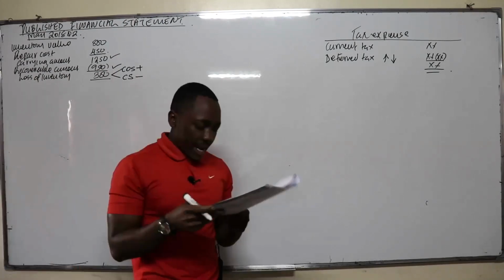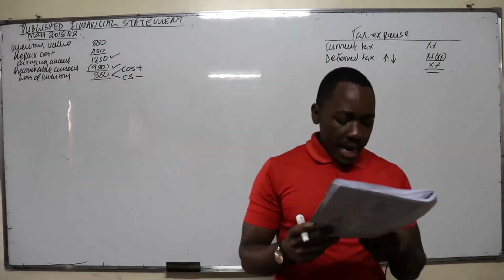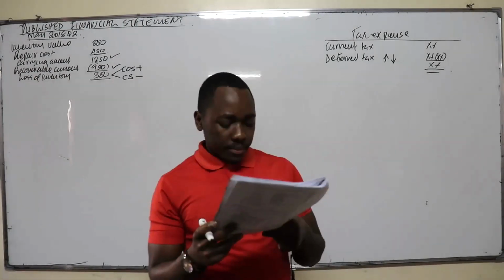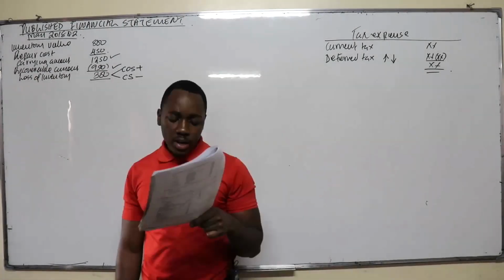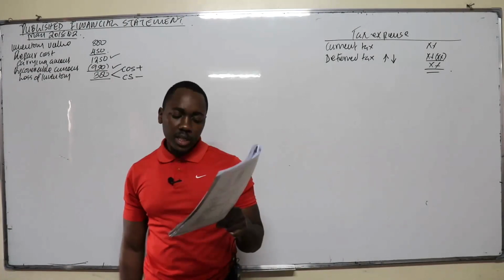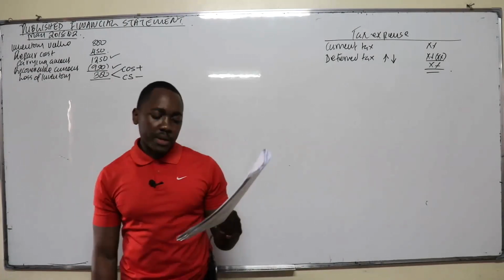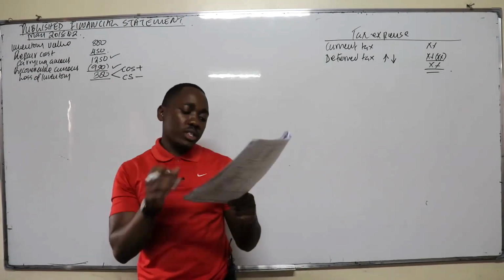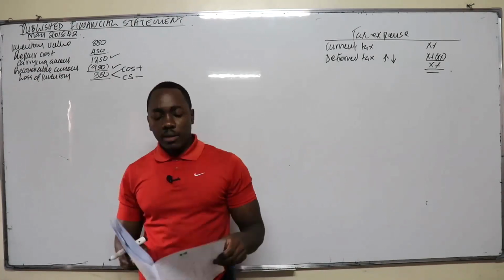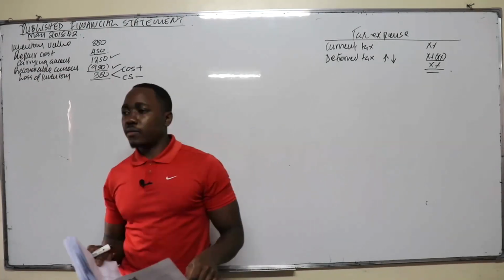Number 2, non-current assets. Number 1, all plant, including that of joint operation, is depreciated at the rate of 12.5% per annum on reducing balance basis. So let me take you to note number 5. First of all, let's go to note number 5.